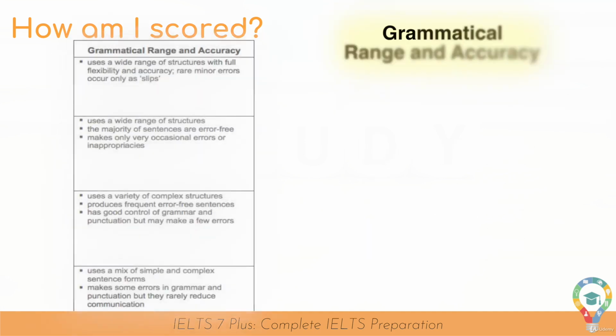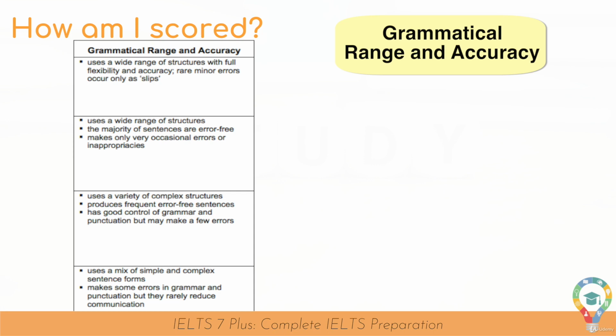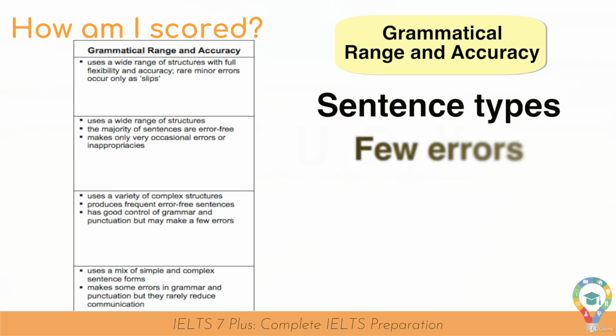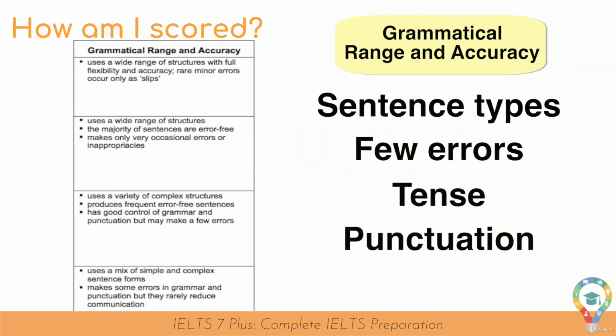And now on to our last band descriptor, which is grammatical range and accuracy. As with Task 1, it's important that you can use a range of sentence types and grammatical forms with few errors. It's also important to use the correct tense and use a range of punctuation.